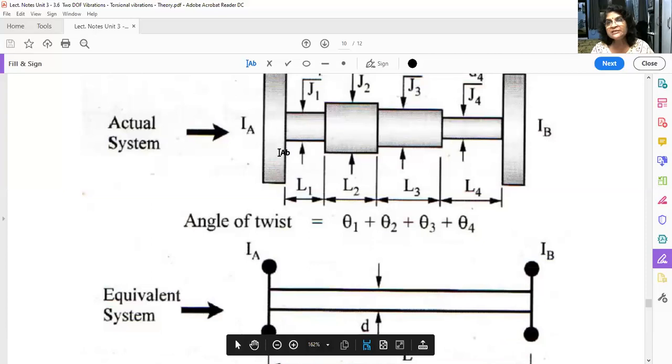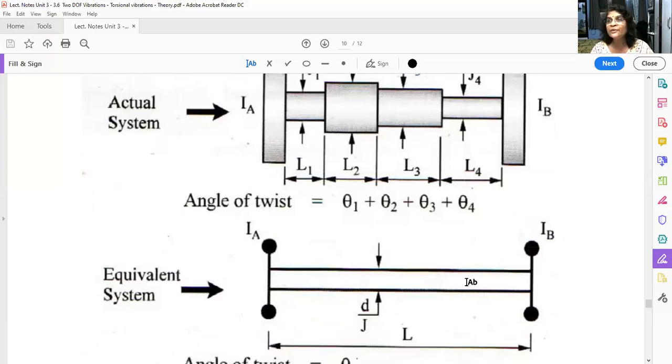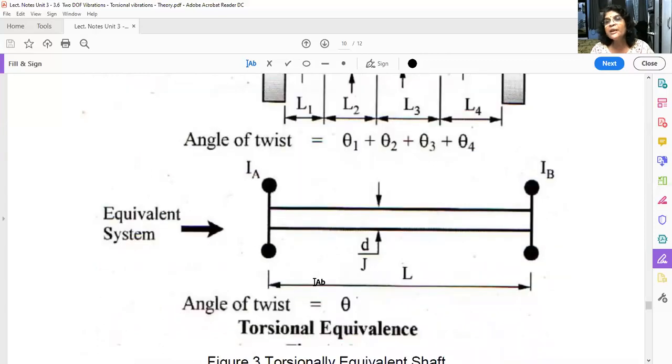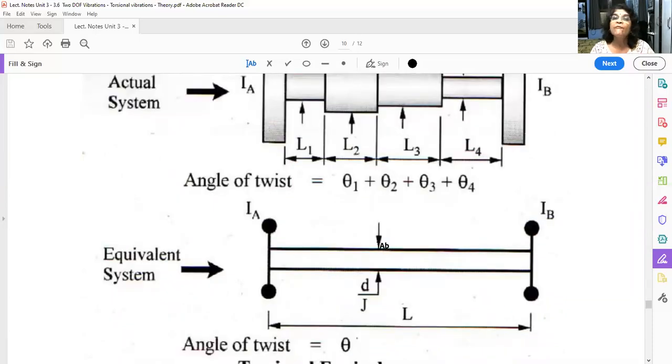So T will remain the same, G will remain the same. What will change? D1, D2, D3, D4, etc. Here you have to consider one equivalent shaft of equivalent length. When we consider this shaft, which is of a different length than these 4, its total length will also change. It will not remain L1 plus L2 plus L3 plus L4, but it will be some equivalent length you have to find out, because this is the equivalent system to the actual system.